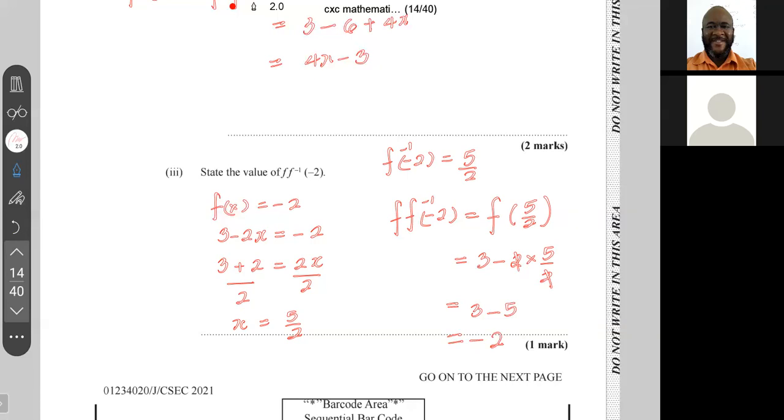Now, I think what the examiner was expecting is that you would know that f of f inverse of minus 2 is minus 2, which is why he only gave 1 mark for it. So that is something that you should try and note, that f of f inverse of minus 2 is minus 2.